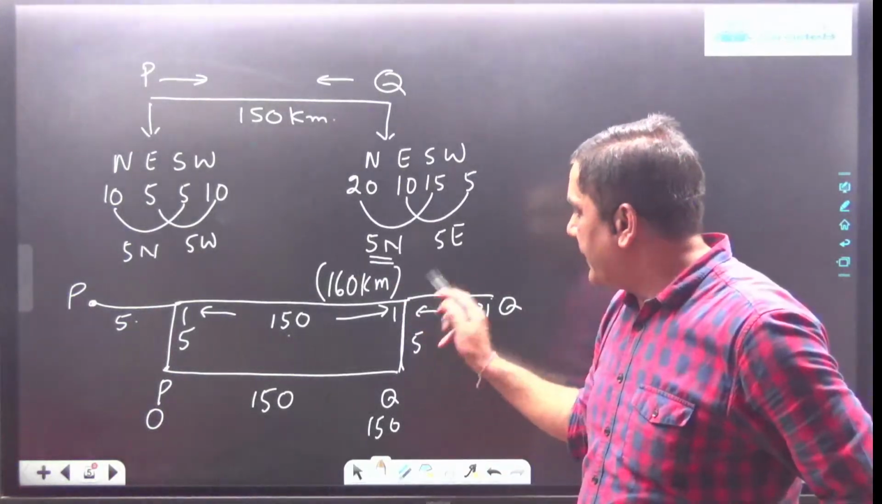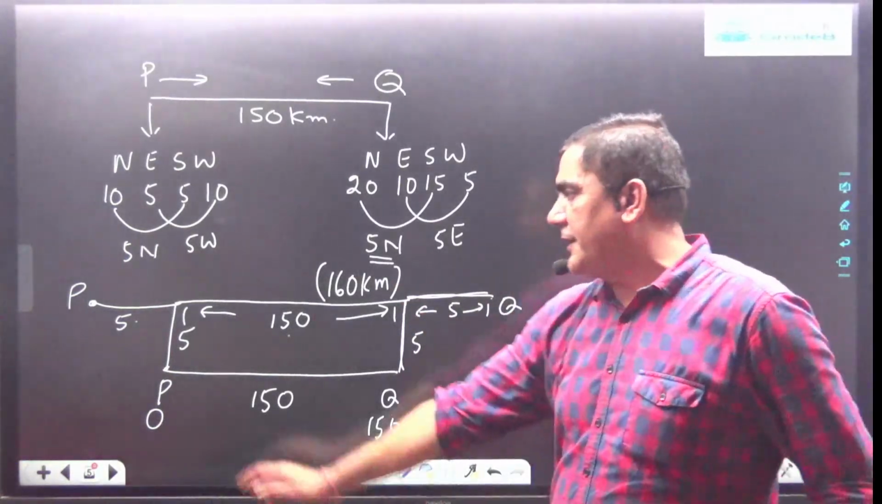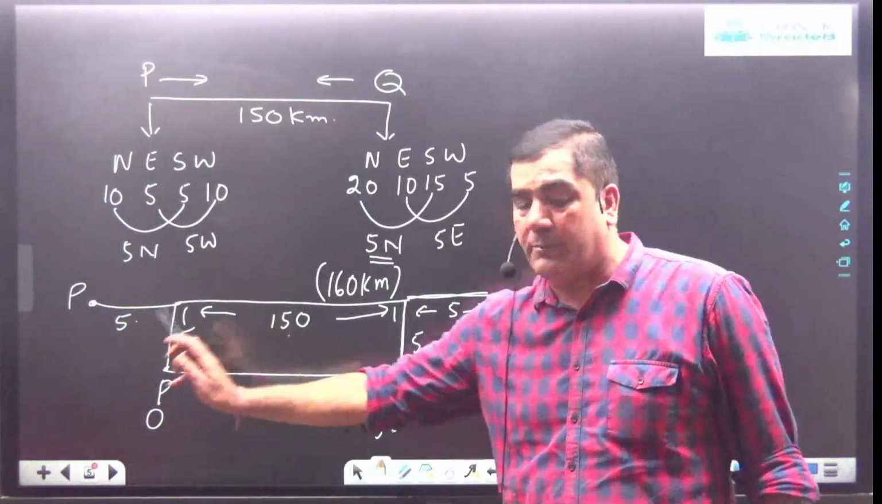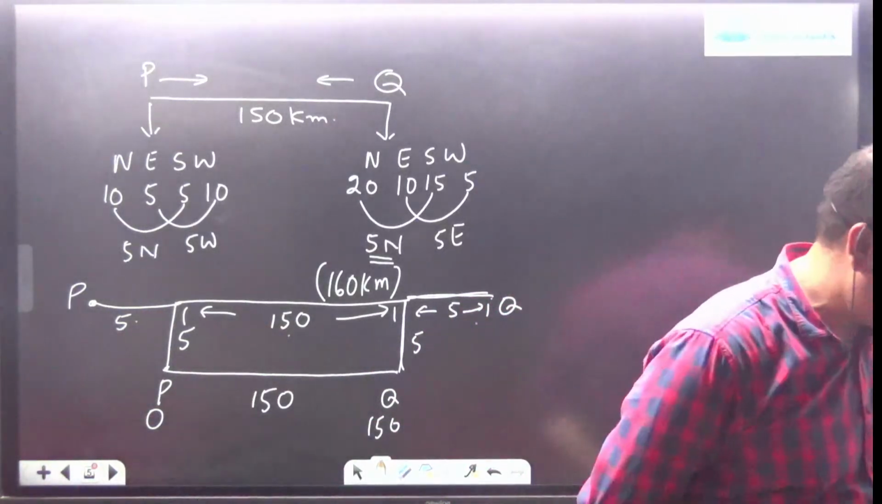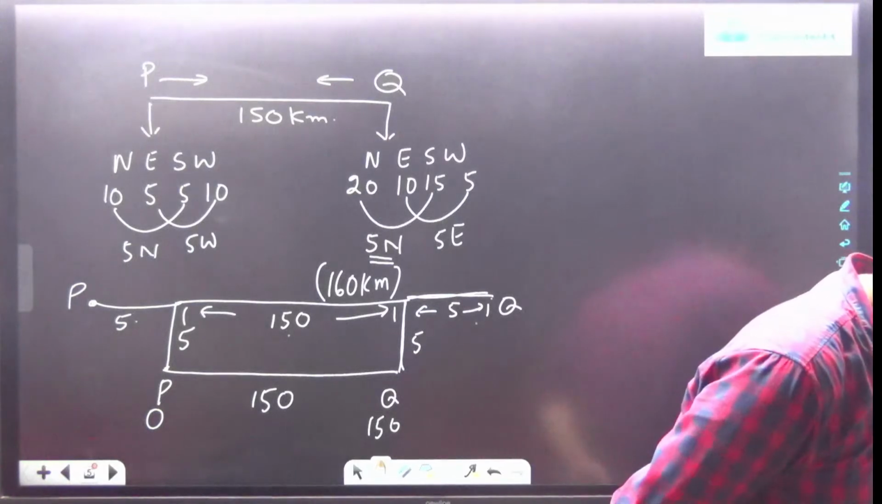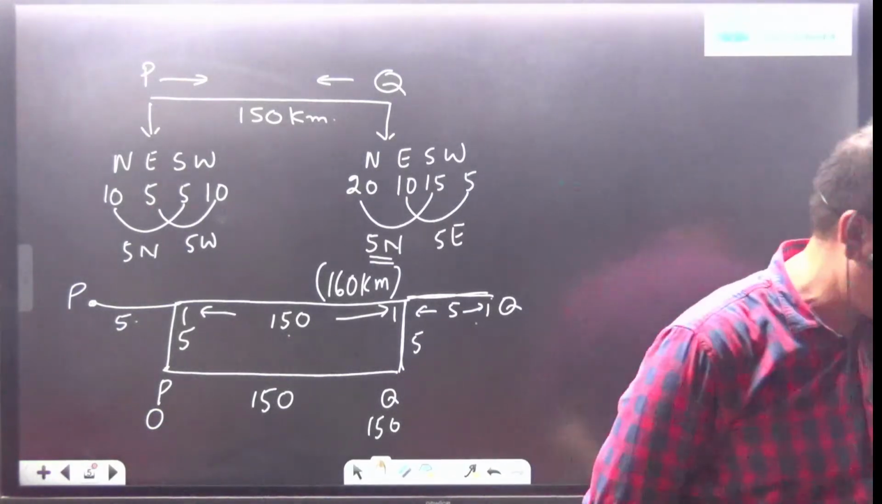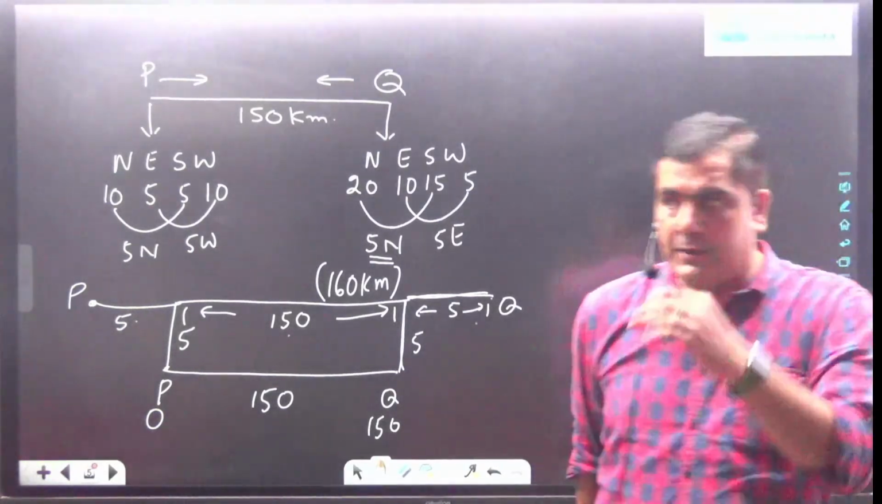North means up and east means right, something like this for Q. Now the distance given to be how much? 160 kilometers. Clear? Okay, let's come for that problem.